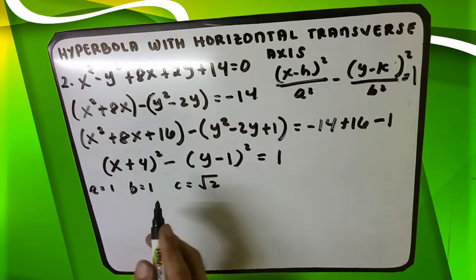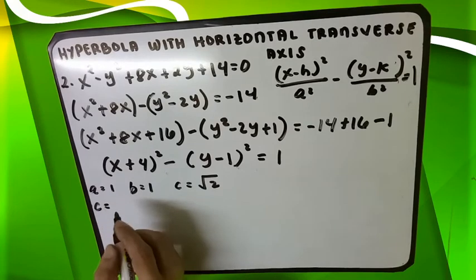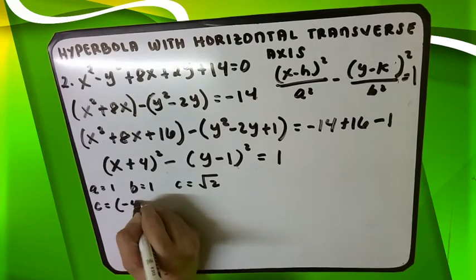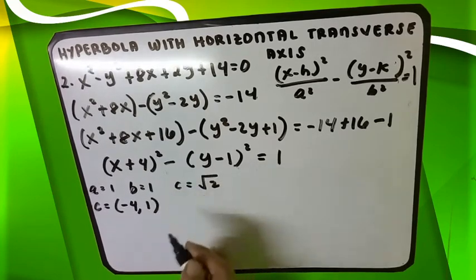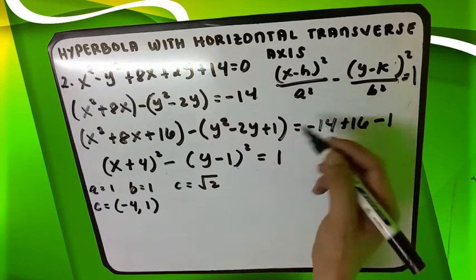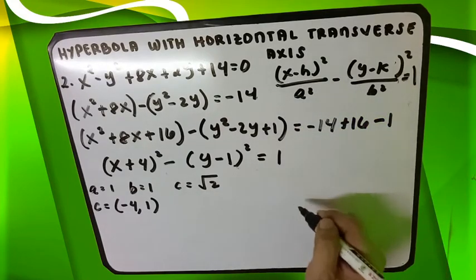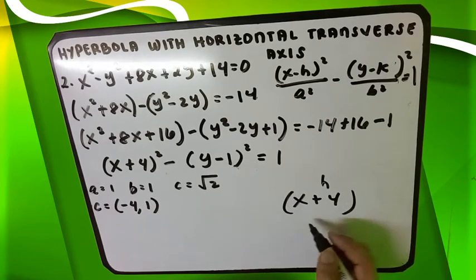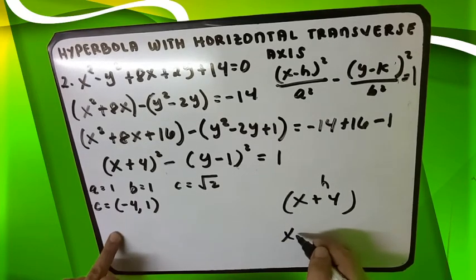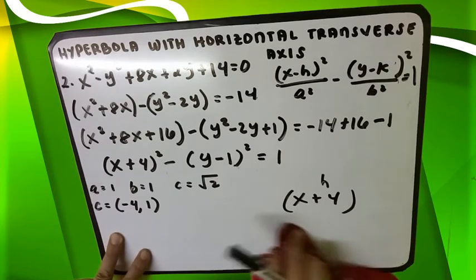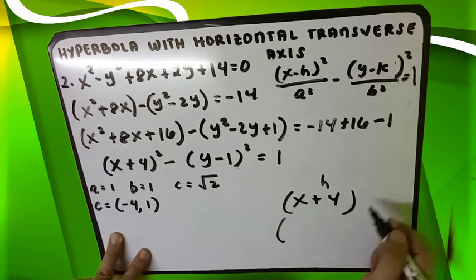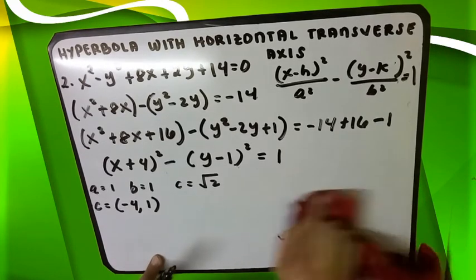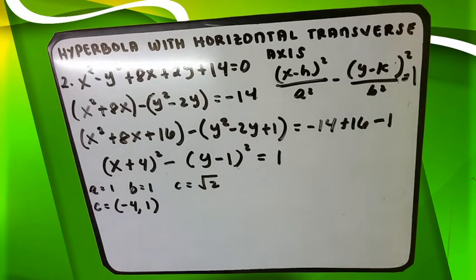Next, the center. For the center, that is h and k. So our h is negative 4. Our k is positive 1. There was no example of that earlier, but what we do is the same as with other conic sections. If it is x plus 4, then for h, in the coordinates, we change the positive to negative 4. And for k, if it is negative, we make it positive.